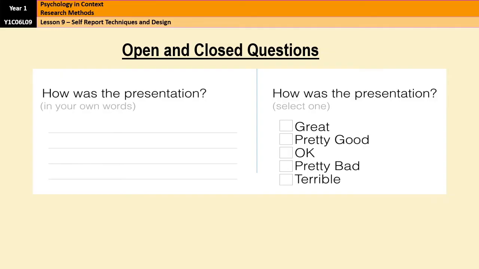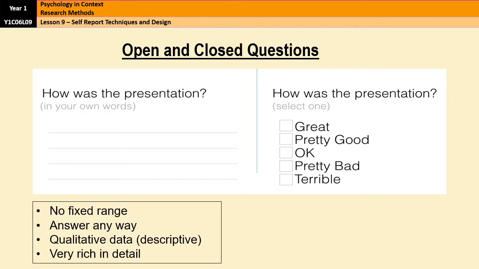Open questions don't have a fixed range of answers. If you get asked an open question, for example, how was the presentation, or how did you feel about that study, then the respondent or whoever it is that you're asking the question to is free to answer in any which way that they want. Open questions will very often produce what's known as qualitative data, which means it's descriptive data, and it produces data that is very, very rich in detail. However, the trade-off with that is that that qualitative data can often be a little bit tricky to analyze.